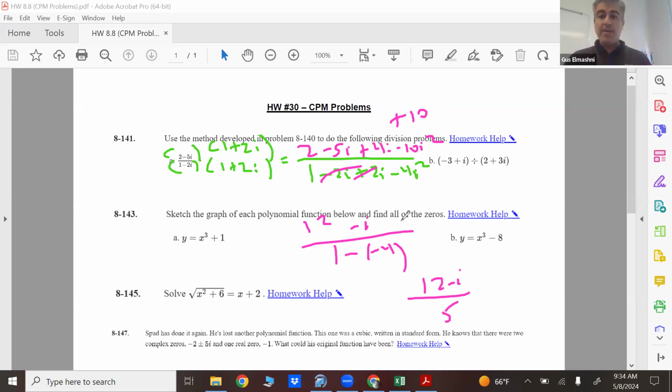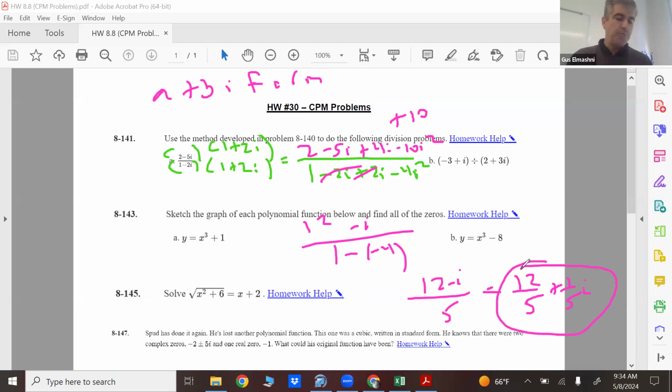But don't leave your answer like this because the instruction is going to say I want A plus BI form. So I need the A and BI separated. So it's got to be 12/5 plus 1/5 i. That's how the final answer has to look. Okay, so that's how 141 is done. B works the same way. I don't need to work out B now because now you know what's going on.